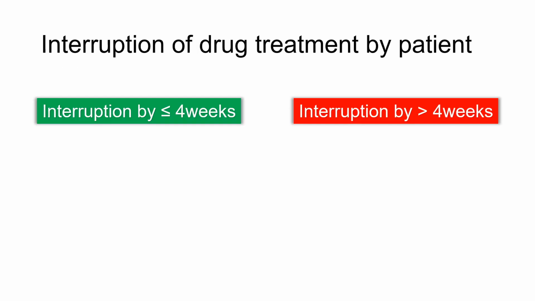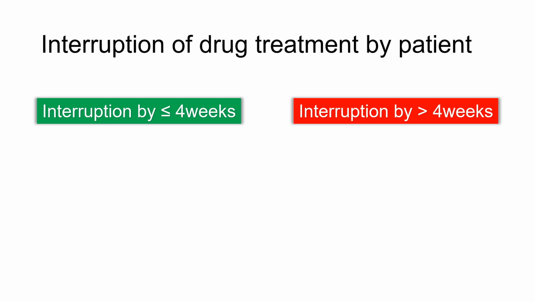So now we'll learn what we do if a patient comes with interruption of drug treatment. Suppose the patient has been diagnosed as a case of tuberculosis and you have started the patient on antitubercular therapy. After 1 month or 2 months or a certain period of time, the patient comes to you and tells that I had stopped the drug for a brief period of time. Now what do I do?